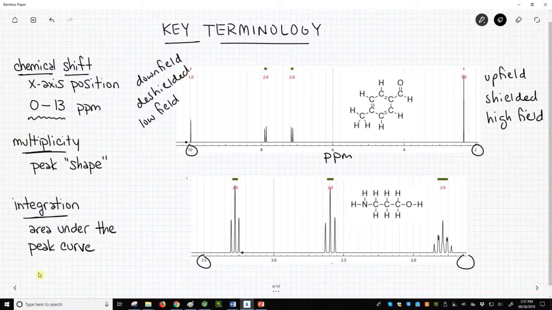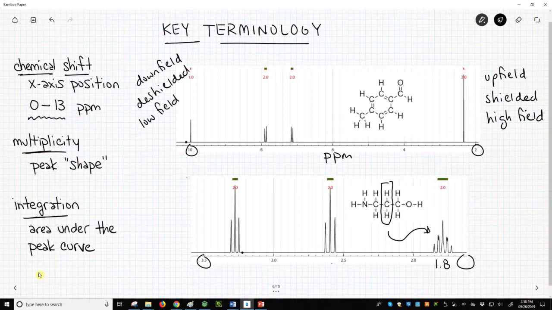Second, what is multiplicity? Multiplicity describes the shape of a signal from a specific hydrogen. Let's pick one type of hydrogen in 3-amino-1-propanol on the lower part of the screen. Let's look at the CH2 hydrogens in the middle of the molecule. The signal for those two hydrogens, which are identical by symmetry, shows up here in the spectrum at a chemical shift of about 1.8 ppm.